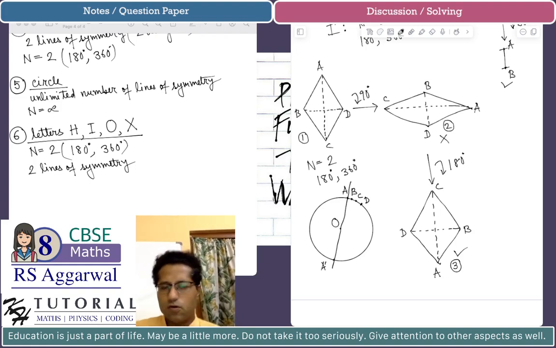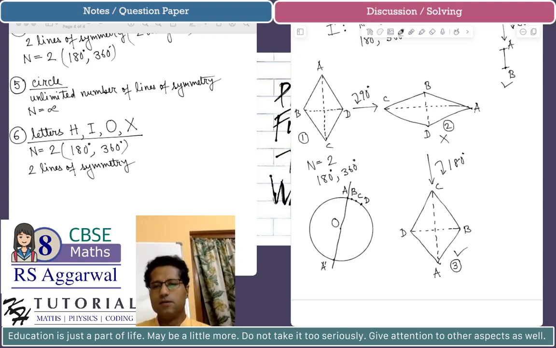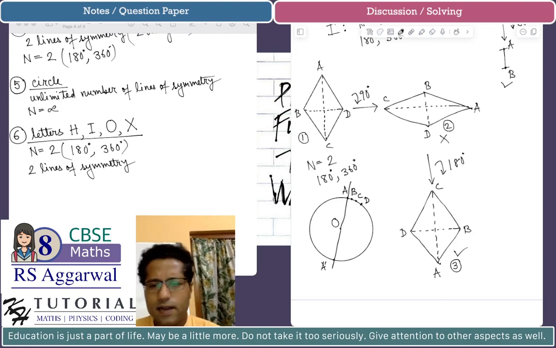So for each of those points you can draw a different diameter of the circle. So there will be an unlimited number of diameters. Hence a circle has an unlimited number of lines of symmetry. Also, you can understand that if you rotate the circle about its origin by any angle, any very small angle, it will look the same. It will be the circle.